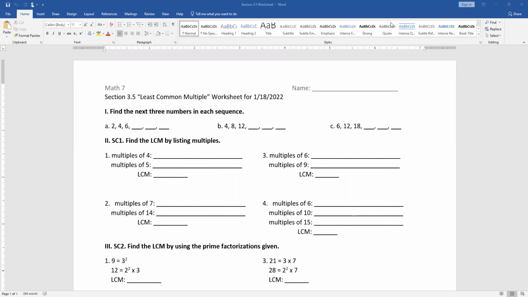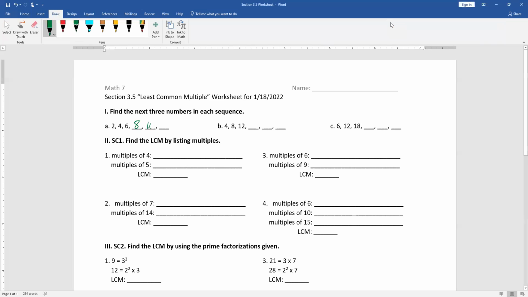So first, this is the worksheet that you should have gotten in your email. What we're wanting to do is find the next three numbers in each sequence. So the first one, they give us 2, 4, 6, and you need to tell me the next three. So hopefully you can see that between the three numbers given, you have a difference of 2. So 2, 4, 6, you should have 8, 10, and 12.